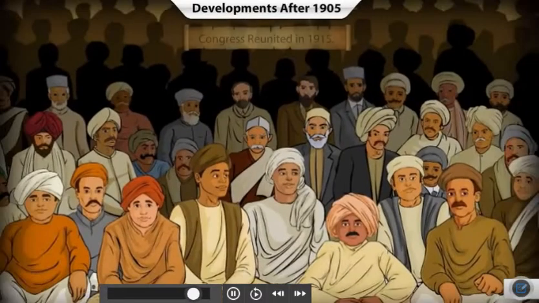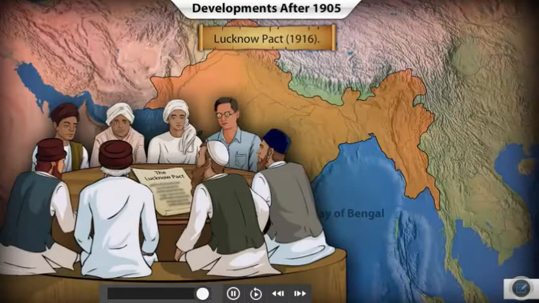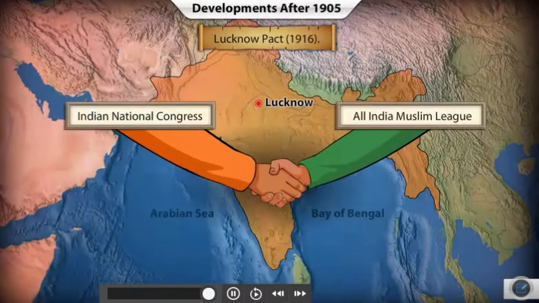The two groups reunited in December 1915. In the following year, the Congress and the Muslim League signed the historic Lucknow Pact and decided to work together for a representative government in the country.